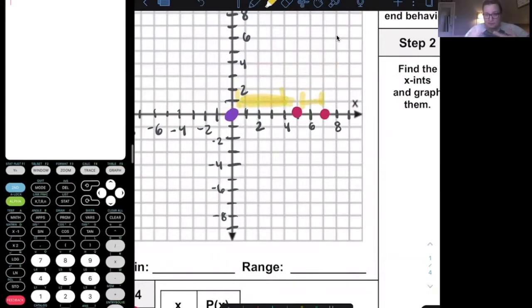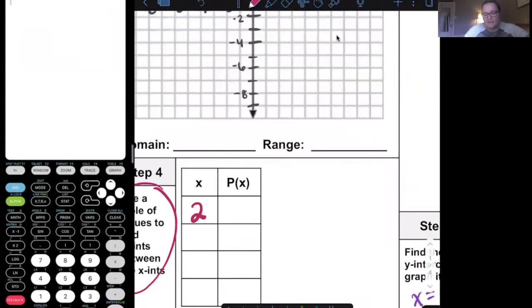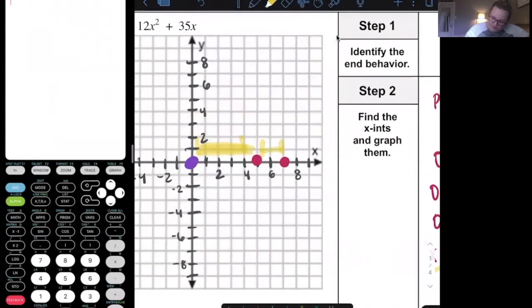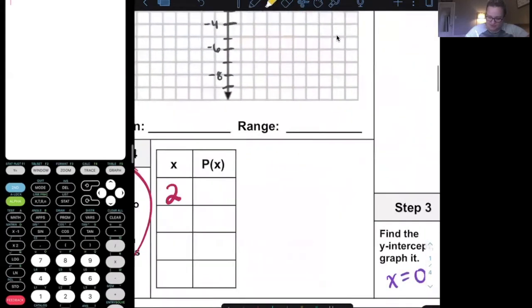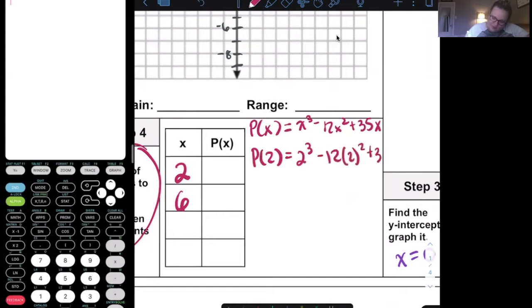So I would pick one of the middle ones. I would pick like 2 or 3. You could even do 2.5 if you wanted. I'm going to do 2 just because it's easier to deal with. And then we're going to want to pick an x value that's between 5 and 7, which would just be 6. So we're also going to use 6. So remember, p of x is x cubed minus 12x squared plus 35x. And we're going to plug in 2. So p of 2 is equal to 2 cubed minus 12 times 2 squared plus 35 times 2.